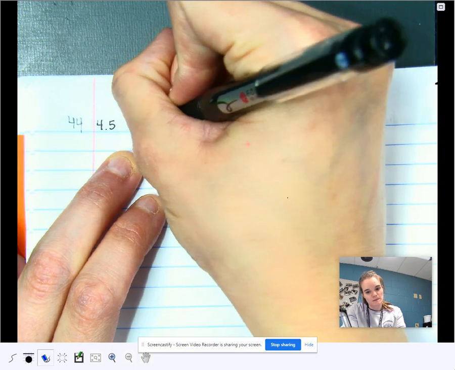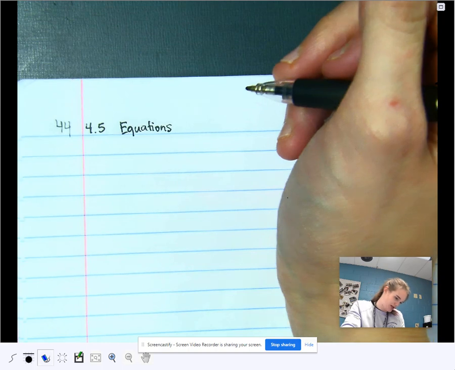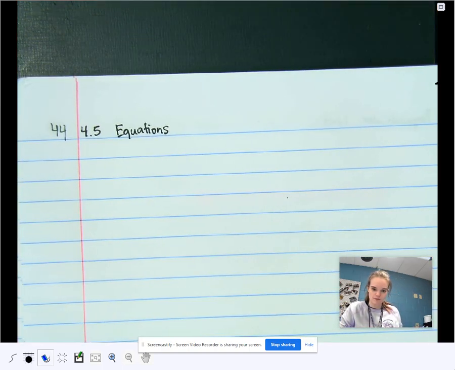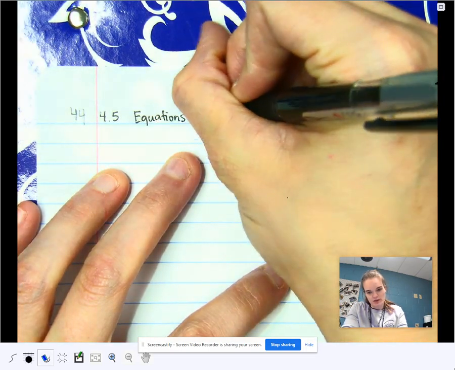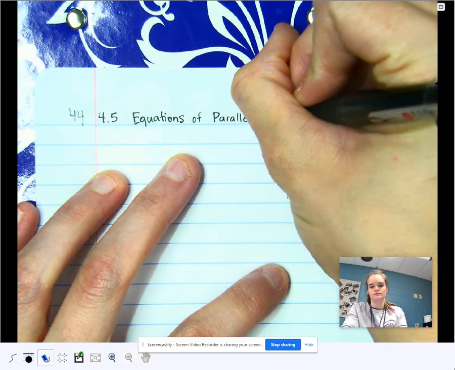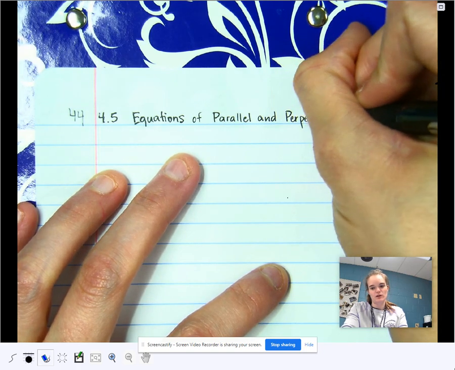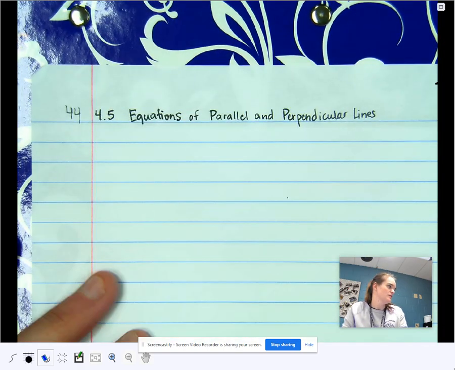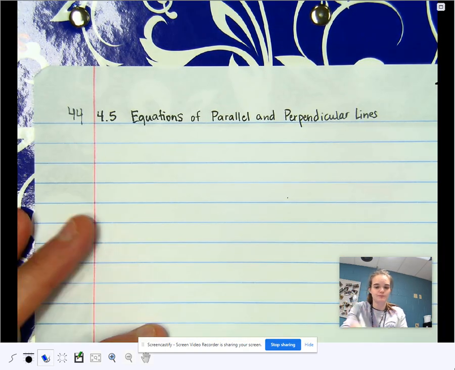Equations of parallel and perpendicular lines. And we're only going to talk about the parallel ones today. We'll talk about perpendicular tomorrow. Some preliminary things we need to talk about before we actually write these is an idea or definition of parallel lines.